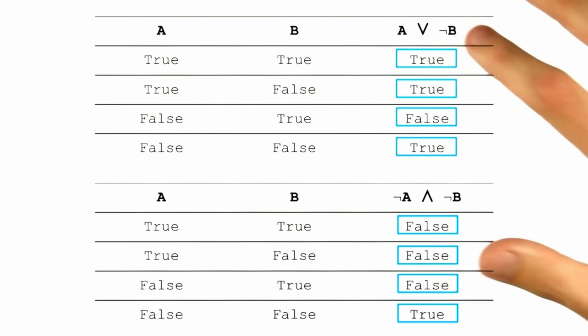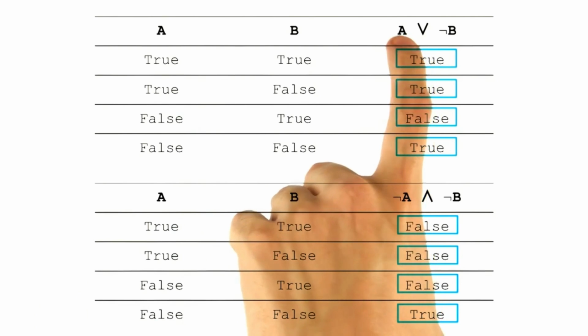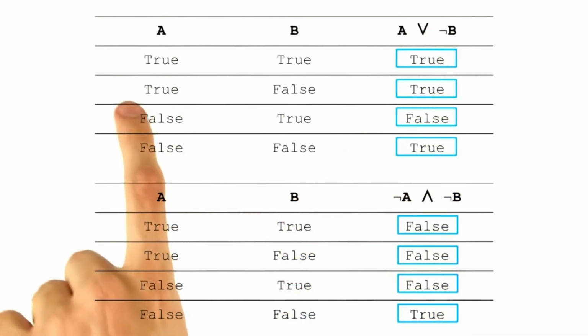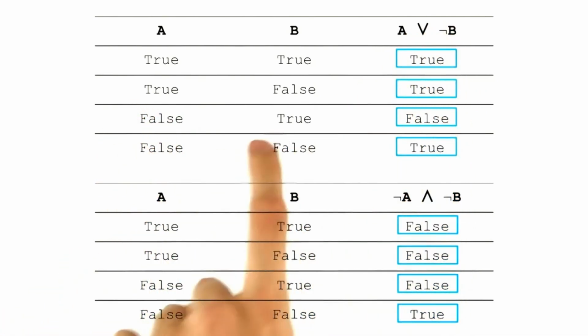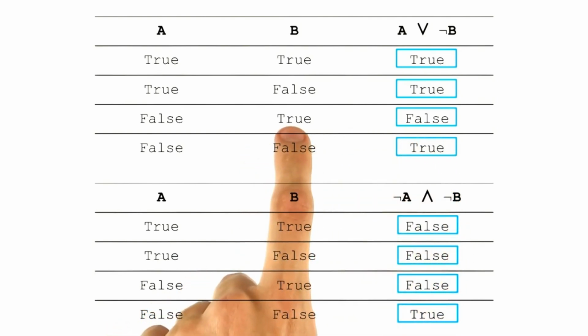So for A or not B, I got that if A is ever true, then this has to be true because it's A or not B. When A is false, the negation flips the value of B, so it makes it true when B is false, but keeps it false when B is true.